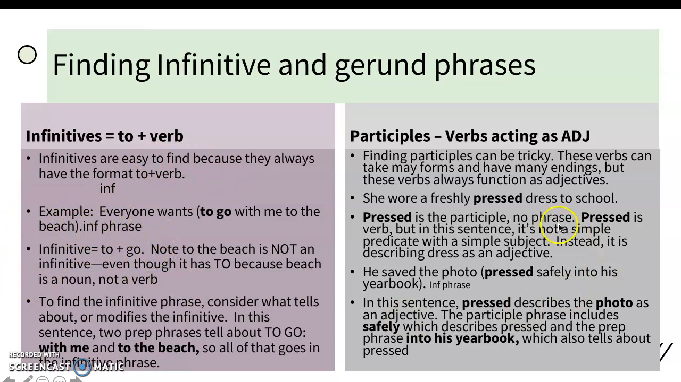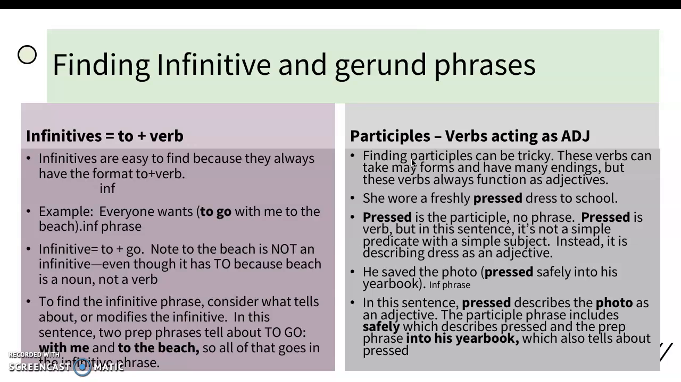All right, so let's take a look at participles now. Participles are verbs that are not being simple predicates. Instead, they're being participles. Okay, and participles act as adjectives. All right, so finding them can be a little tricky. It's not like looking for "to" plus a verb like you do with an infinitive. They can have many forms and they can have many endings, but they always function as adjectives. They're verbs working as adjectives. That's what a participle is.